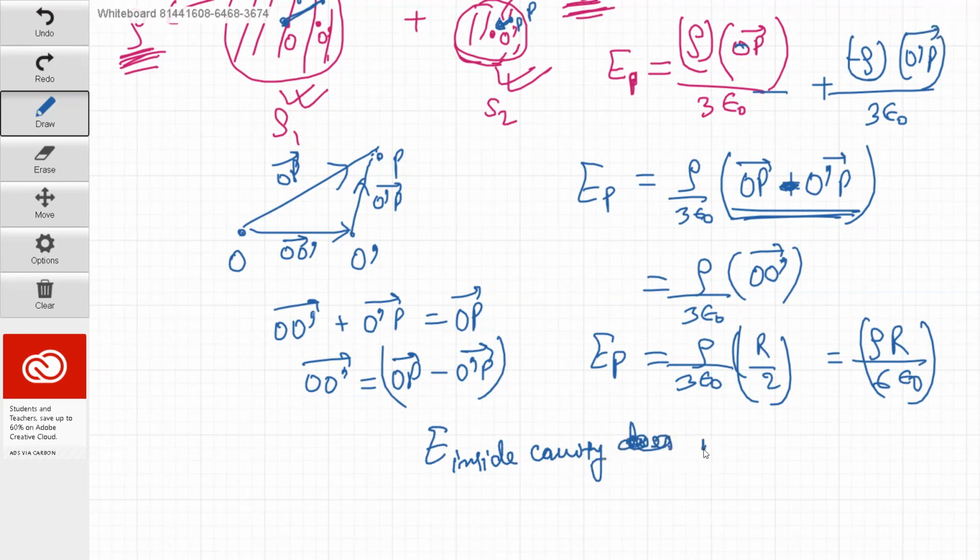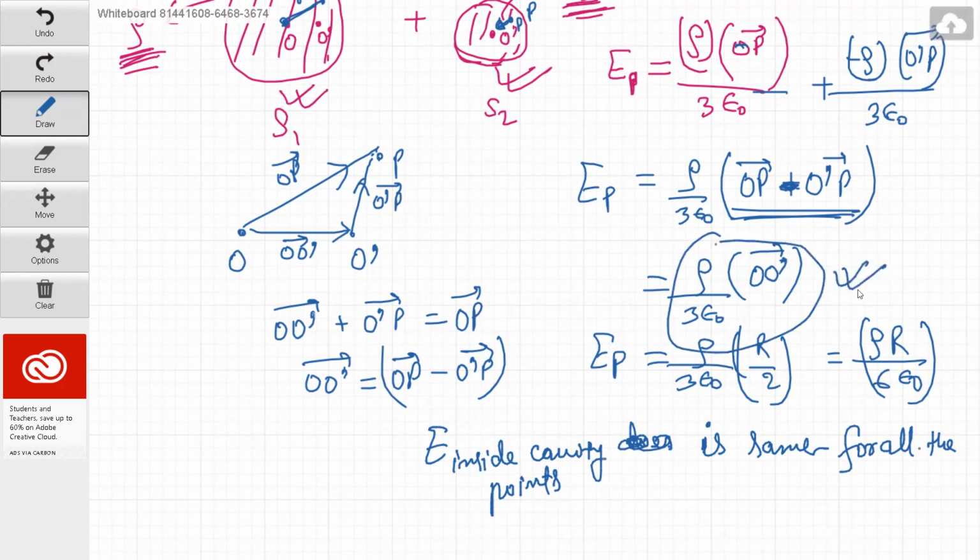Electric field inside the cavity is the same for all the points. For all the points inside the cavity, the electric field will be the same because it is not depending on the position of P. I had taken a random position of P, and you are getting electric field equal to rho divided by 3 epsilon naught into O dash vector. It is not depending on P. Is this okay?